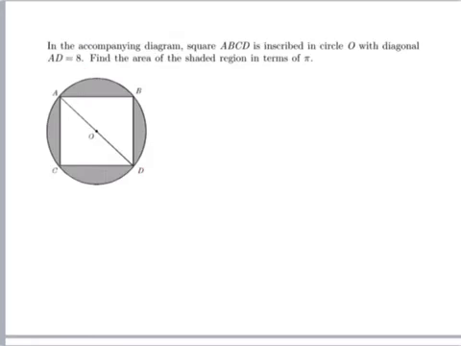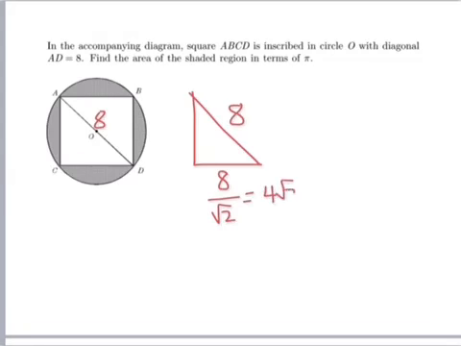This is a more difficult problem. We have a square inside of a circle, and they tell me the diagonal from A to D is 8. Well, remember that a square, when you draw the diagonal, is a 45, 45, 90. So if that is 8, then this is 8 divided by the square root of 2, which is 4 square root of 2. So we now know that the side of the square is 4 square root of 2.